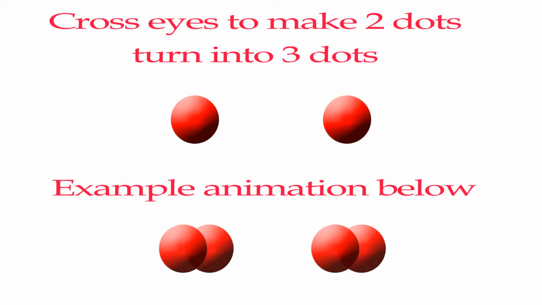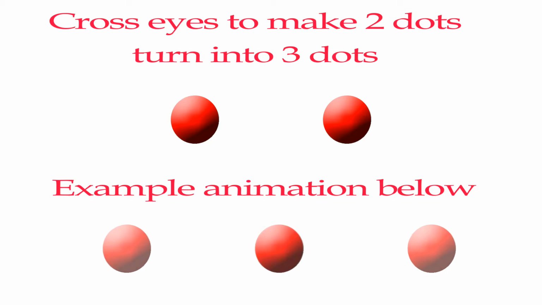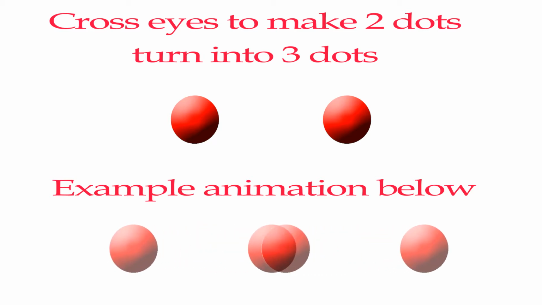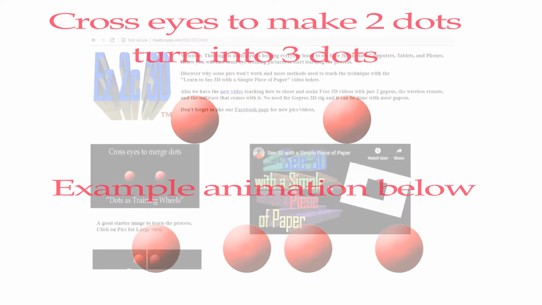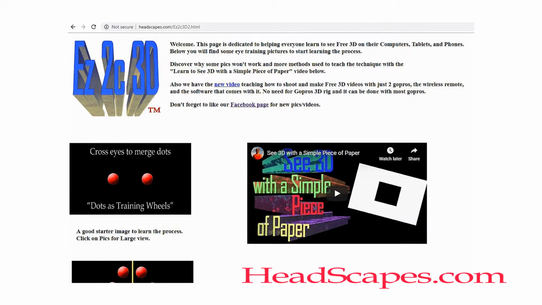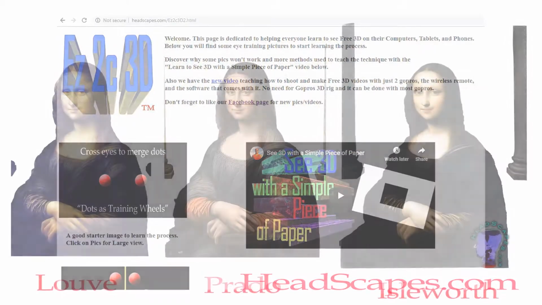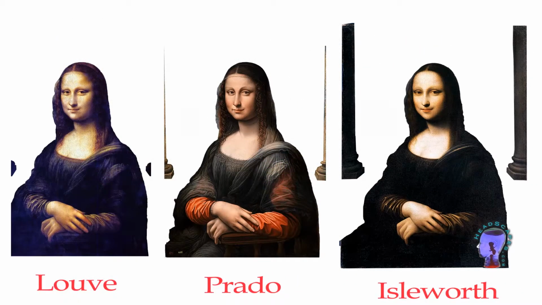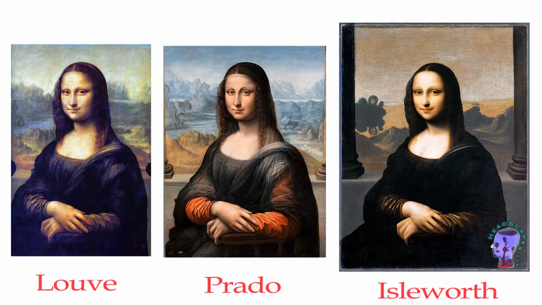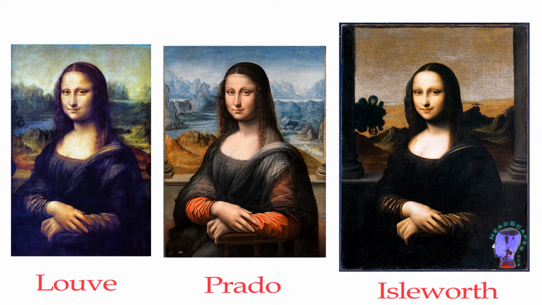The comparisons are all made in crossview and don't require a viewer, so that we can see things with the most clarity, as lenses can create aberrations. Tutorials can be found at the easy to see 3D page at headscapes.com. Okay, we start with the Mona Lisa comparisons, with the backgrounds replaced to note similarities and differences.